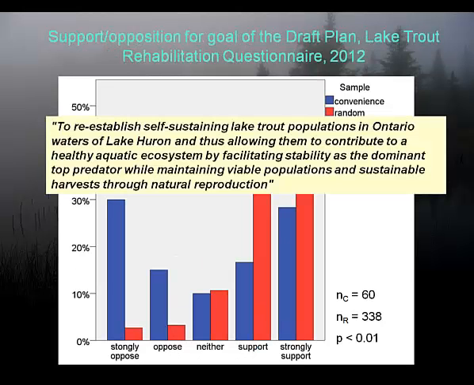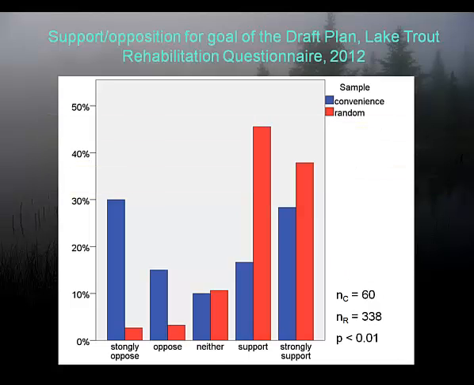The next question was about our overall goal, which I just added there, to reestablish self-sustaining lake trout populations, thus allowing them to contribute to a healthy ecosystem. So one of these motherhood statements, and we just wanted to get their input on that. Again, it was a similar pattern where we had a strongly opposed group in the convenience sample, but it's almost even to those that strongly support in the convenience sample. And the random sample were pretty highly skewed to the right, supporting our overall goal, motherhood statement.